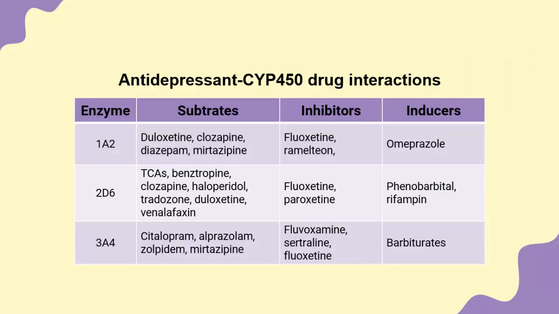Antidepressants are substrates for the cytochrome P450 enzymes. For example, duloxetine is metabolized by the CYP1A2 enzyme. So what happens if we give duloxetine together with fluoxetine, for example, because fluoxetine will inhibit the enzyme? Or what happens if we give duloxetine together with omeprazole? Omeprazole is the drug for peptic ulcer. Because omeprazole will induce the enzyme, so what happens?